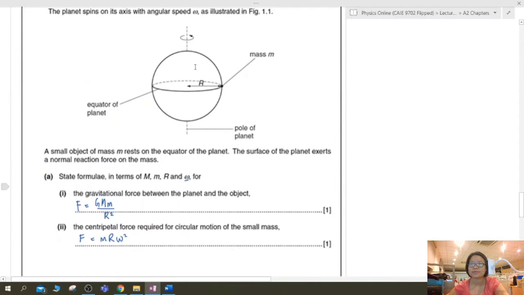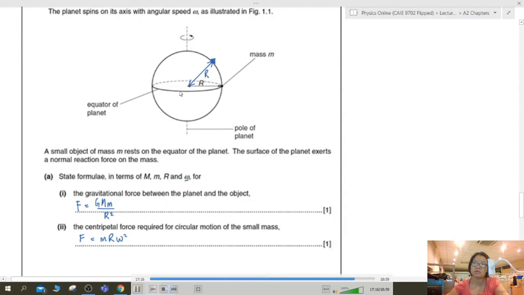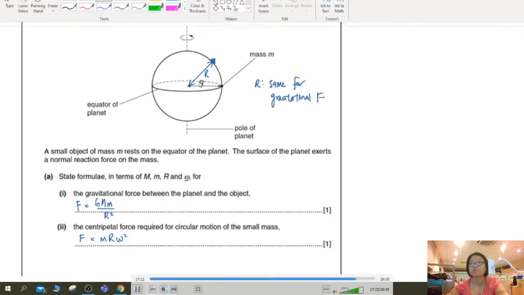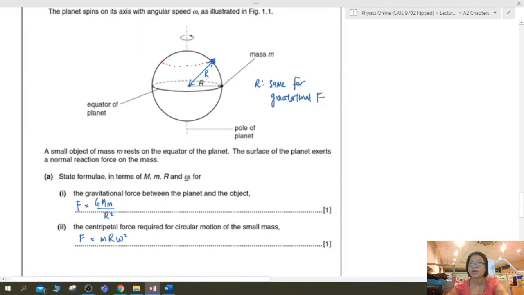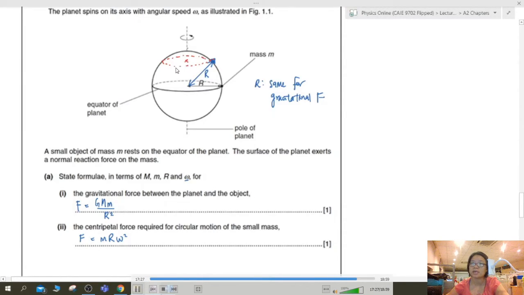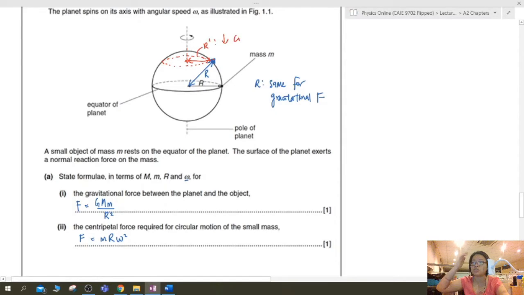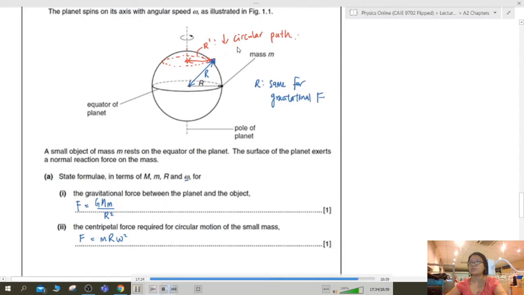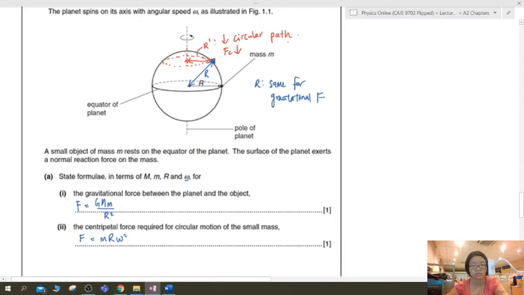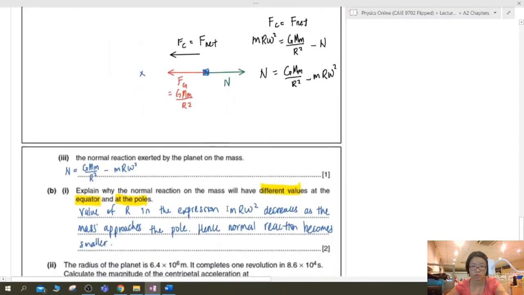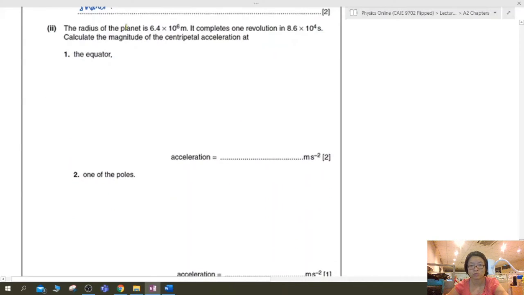Next, continue. All right, so now let me draw for you. The mass is here, and this r will stay the same. This is a sphere, so this r is the same because we use this value of r to find the gravitational force. But the circle actually becomes smaller, and we use this r, the radius of the rotation. So when this r decreases in the circular part, the centripetal force decreases. That's why the normal force will increase, because the net force decreases.